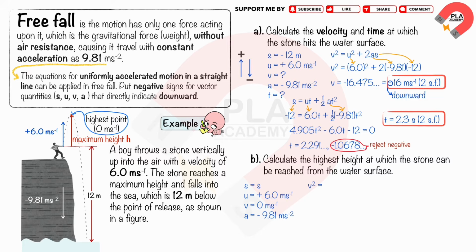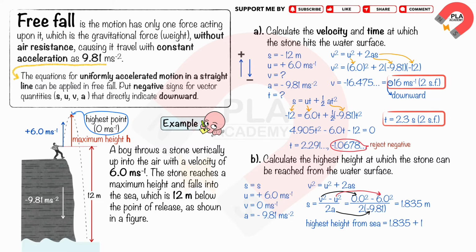We use the equation v squared equals u squared plus 2as. Let's rearrange this equation to make displacement, s, the subject, like this. We substitute v equals 0, u equals 6 and a equals negative 9.81. We get height, s, from the start point equals 1.835 meters. So, the highest height from the sea equals 14 meters to two significant figures.